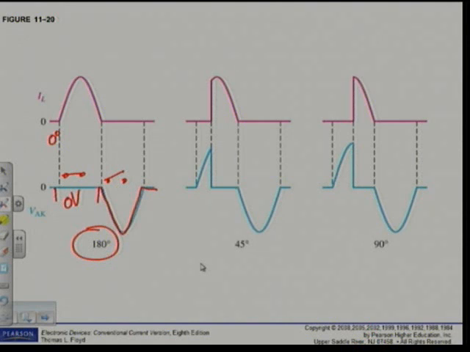Alright, let's have a look at the next one. The next one, they say 45 degrees conduction. Please note a mistake in the book, because if I look at this 45, I'm triggering at 45. Here we're triggering at 0. Where do we trigger here? We trigger at 45. The conduction is going to be 135 degrees.